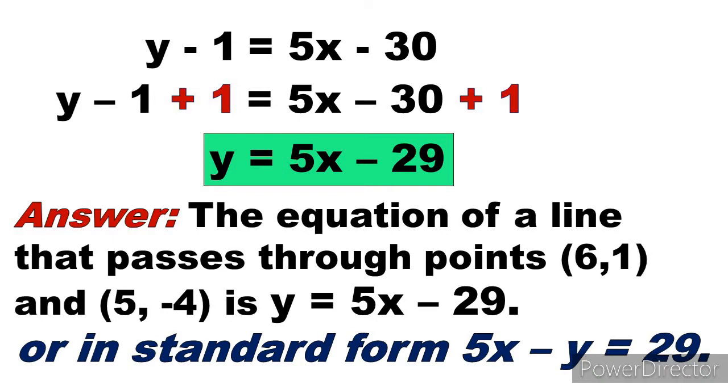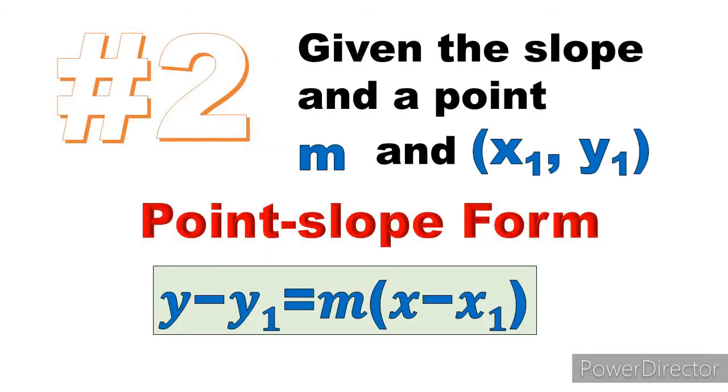Okay, again, our answer, the equation of a line that passes through points positive 6, positive 1, and positive 5, negative 4 is y equals 5x minus 29, which is in slope-intercept form. Or in standard form, we have 5x minus y equals 29. Okay, and that is how to find the equation of a line given 2 points.